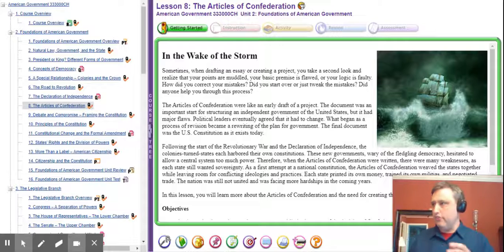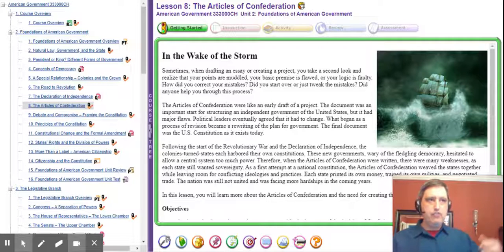For hundreds of years, these colonies have been just that. They've been colonies of England. They had been living essentially under British rule for all of that time, and now they're faced with the challenge of, well, how do we create a government for ourselves?